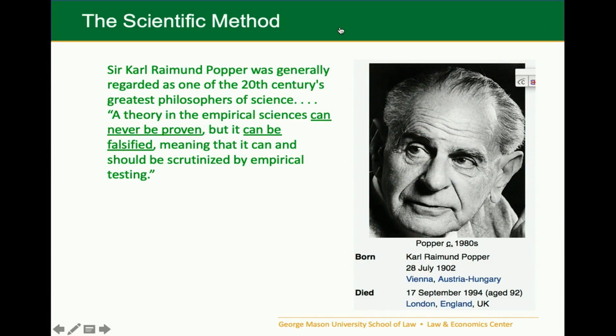All right? As to the scientific method, what I'm going to do here is just follow, I think the court cited him in Daubert, Sir Karl Popper, who was generally regarded as one of the 20th century's greatest philosophers of science. One of the main points he made that was startling to the world, and that I want to make because it still hasn't quite sunk in if you listen to how people talk casually, and I mean some very important, knowledgeable people who should know better: a theory in empirical sciences can never be proven, okay? But it can be falsified, meaning it can and should be scrutinized by empirical evidence.